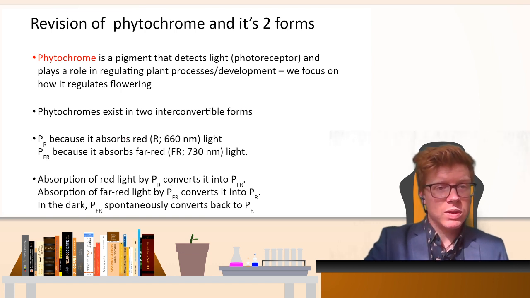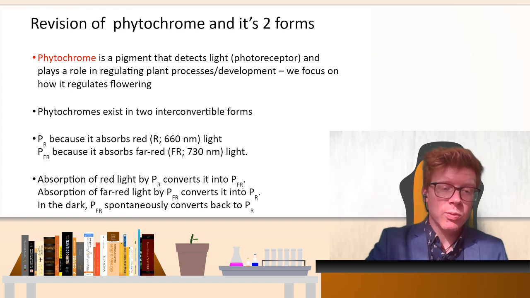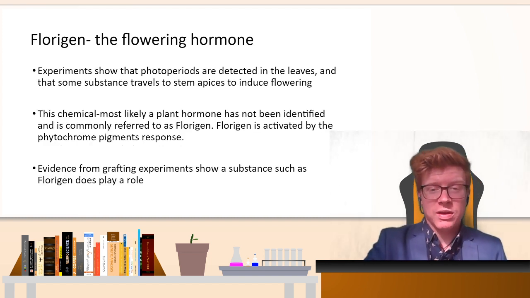As we're moving forward, there are some details here about phytochrome itself and its two forms, about the way that they absorb light and the way that these conversions work. There's some more details in here about phloragen, which is the flowering hormone.